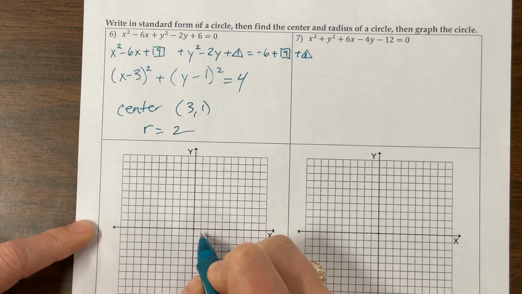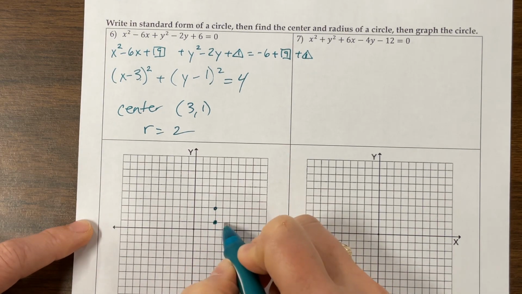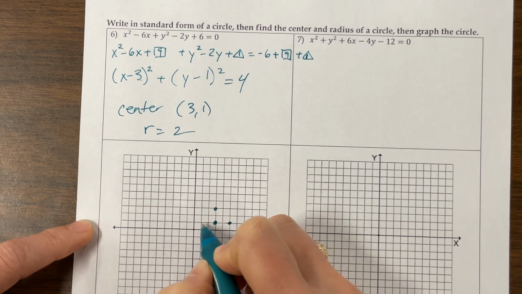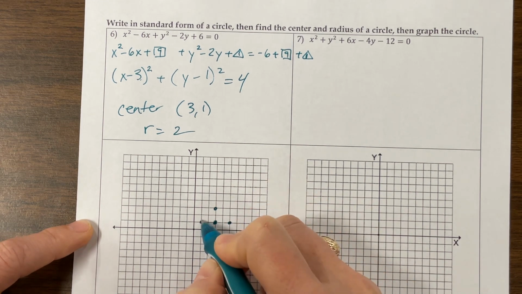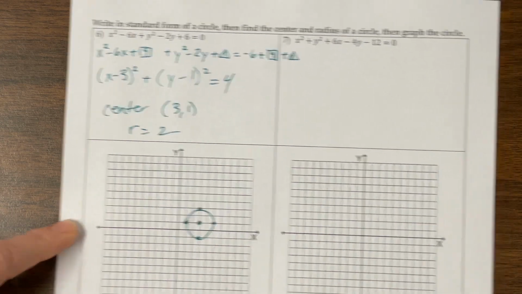So I would come over here, the center, 1, 2, 3, and 1, and then I'm going to go up 2, over 2, down 2, this way 2, so that my radius is 2. Pretend I can draw a circle, and there we go. Happily ever after.